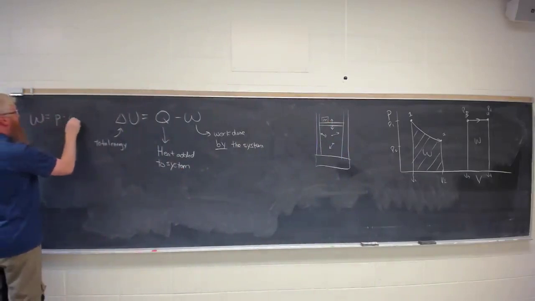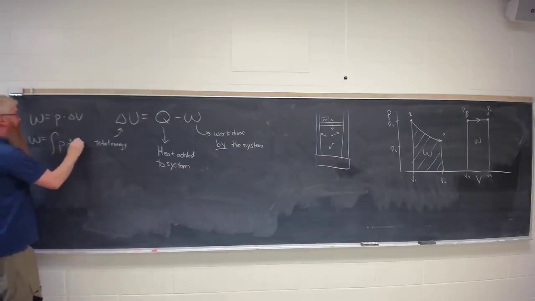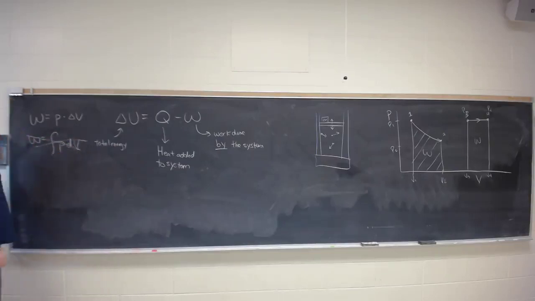P times delta V. Technically, work is the integral P dV, but that's calculus, and we're not going to get into calculus. So we're going to assume, if the pressure stays constant, the change in volume times that pressure gives you the work done on the gas. And there are examples of this on page 566 of your textbook.